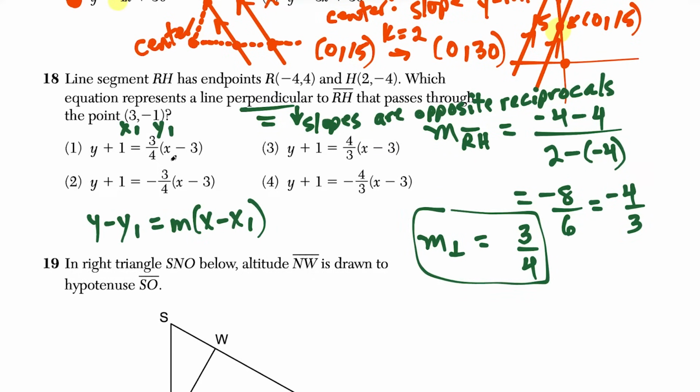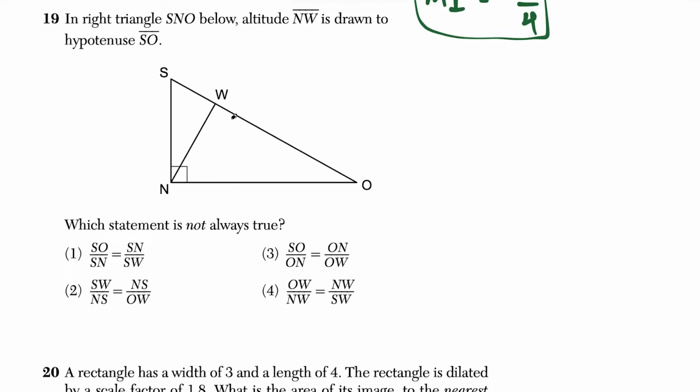So if we look over here, we could see that for choice 1, we have a slope in front of 3/4. So this is going to be our answer. Question 19, in right triangle SNO below, altitude NW is drawn to hypotenuse SO. Which statement is not always true? So for this one, we have to know that when we have a right triangle and an altitude is drawn to the right angle like this, we get 3 similar triangles.